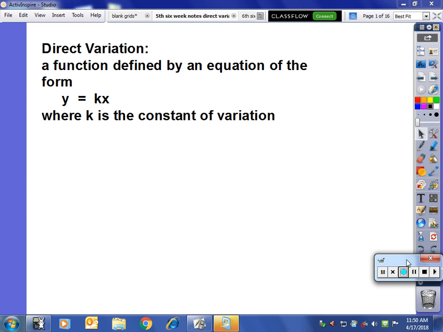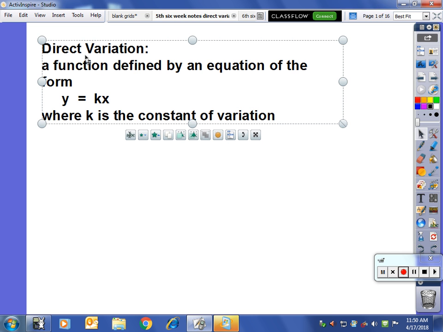Okay, we did direct variation already, but we only spent 1 day on it. We didn't have a whole lot of practice on it. There was a question on the quiz on it, and we're going to go over that today. And then we're also going to add indirect variation. Okay, direct variation. Do you guys remember anything about direct variation?